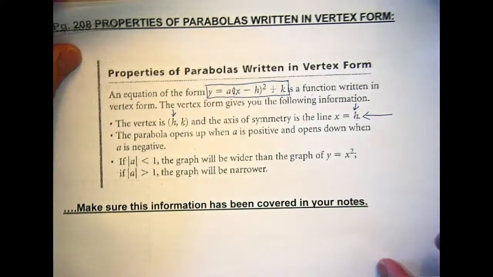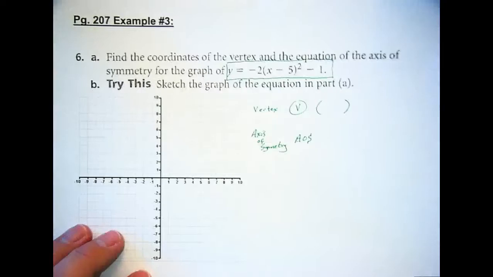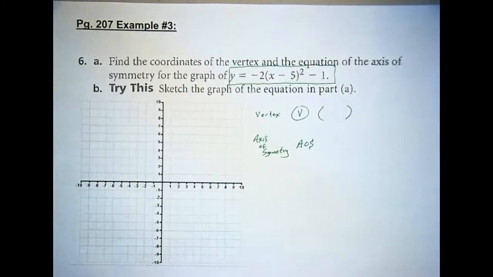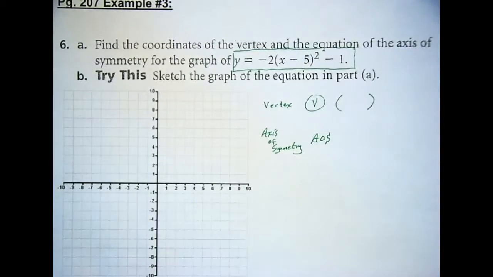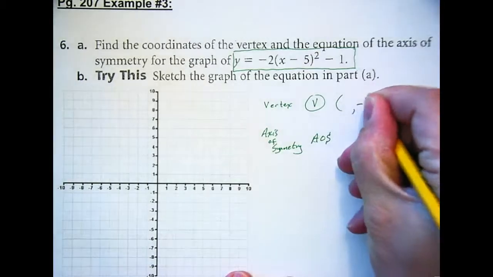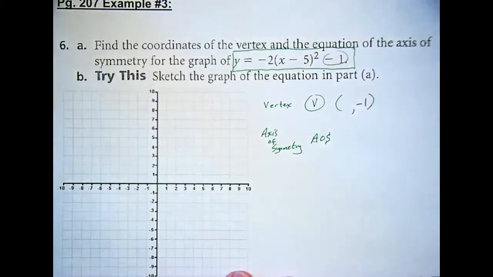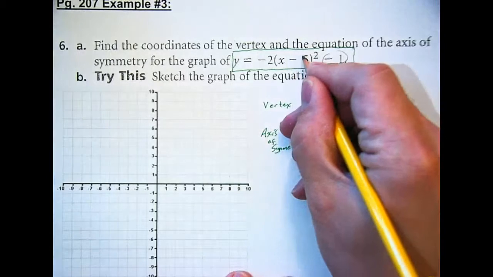Well, let's go back to this one now. We are identifying our vertex and our axis of symmetry. So the vertex in this, go ahead and tell your neighbor what the vertex is. Would be -5. What do you got? -5, -1. Okay, I'll agree with the k is -1. It doesn't have to be -5... Yeah, positive. It's actually +5.